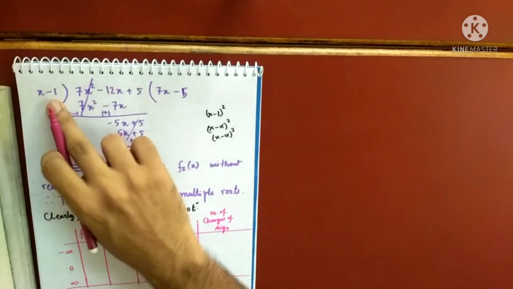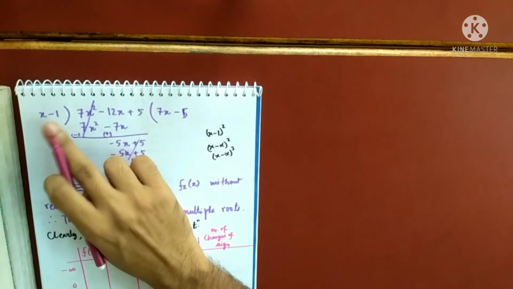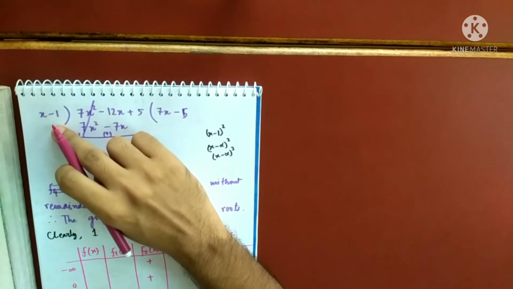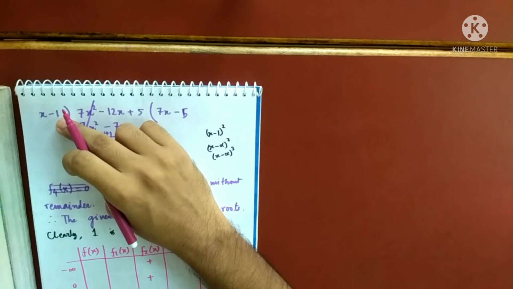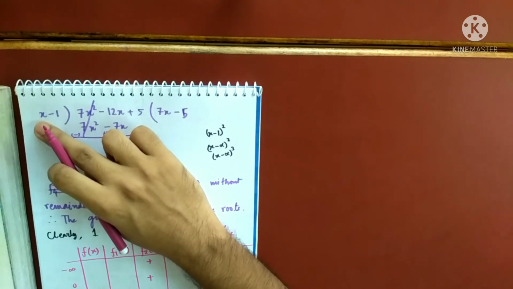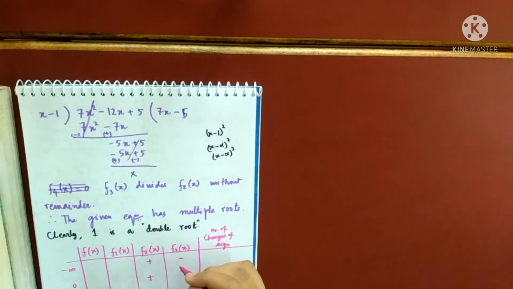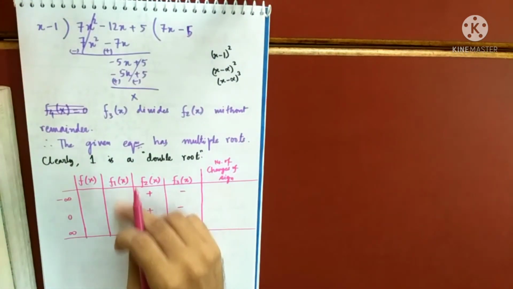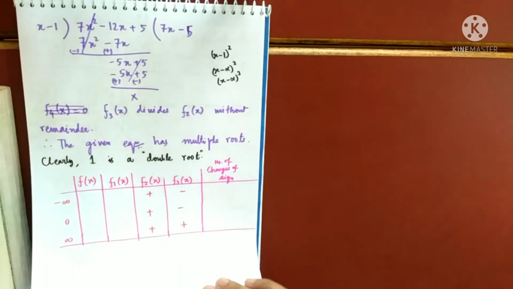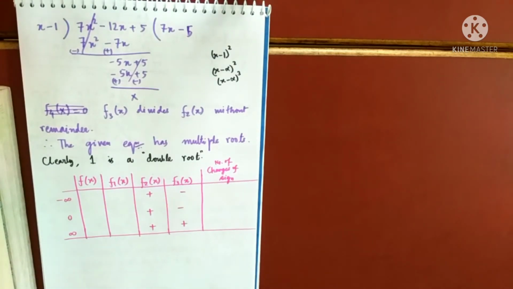Now the sign of f3x, let me determine. This is f3x, remember. When I'm putting minus infinity, it is becoming negative. At 0, it is becoming negative. At infinity, it is becoming positive, because a very big number minus 1 is only positive. We have to determine the signs of this also. I have not written it down here. Let me write it somewhere.